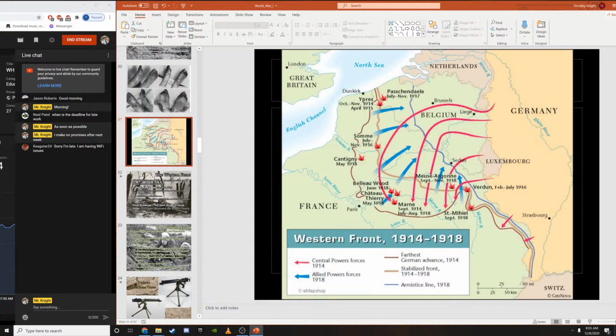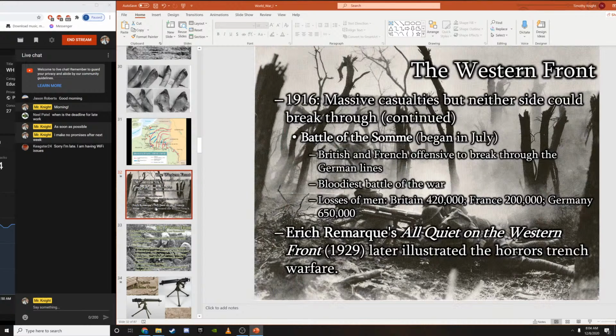And so we just talked about the Battle of Verdun, okay? The Battle of Verdun took place right here. Here you can see Verdun, February until July. So it was about a 4 or 5 month battle in 1916. And then shortly thereafter, after the end of the Battle of Verdun, we see the beginning of the Battle of the Somme. And this began in July of 1916.